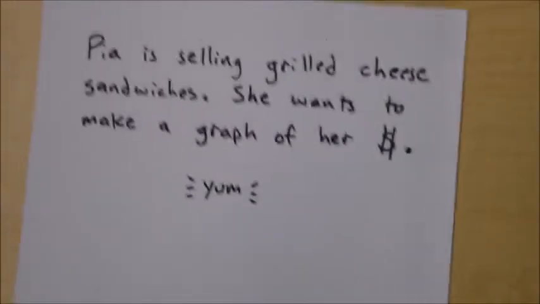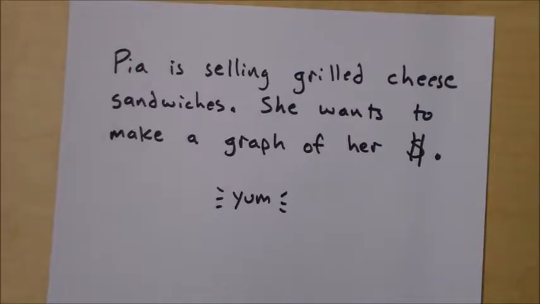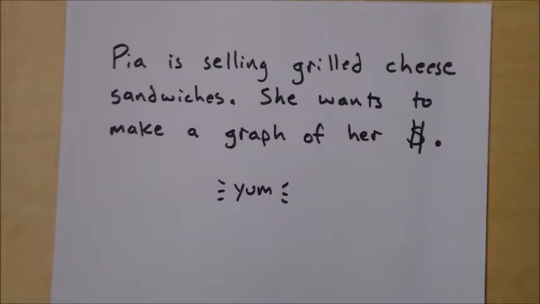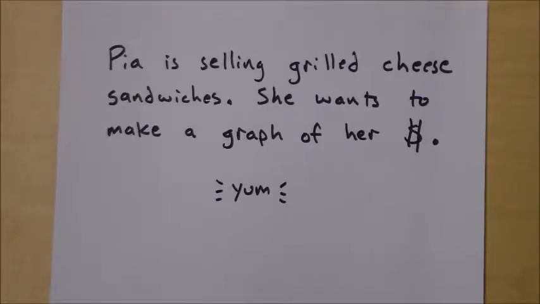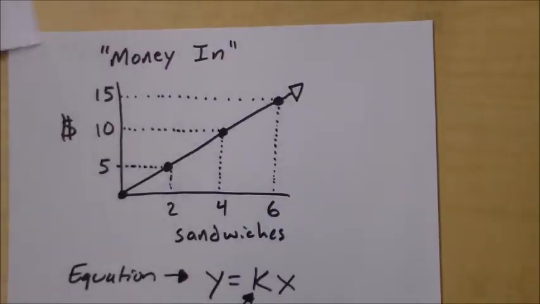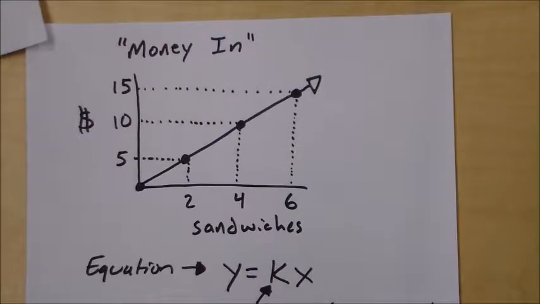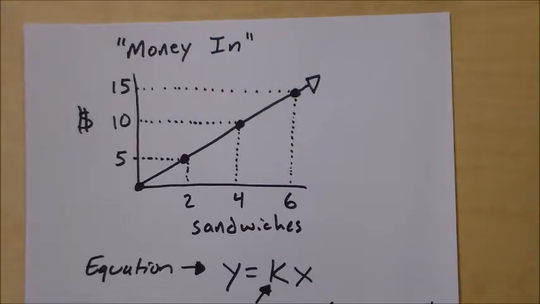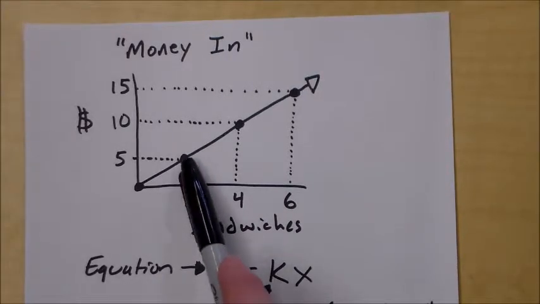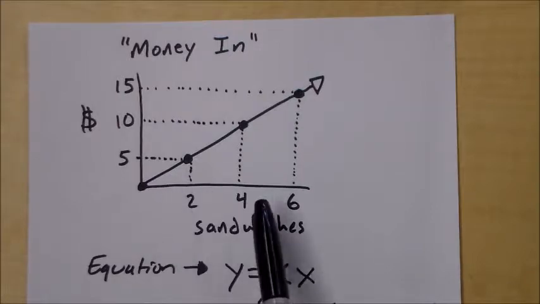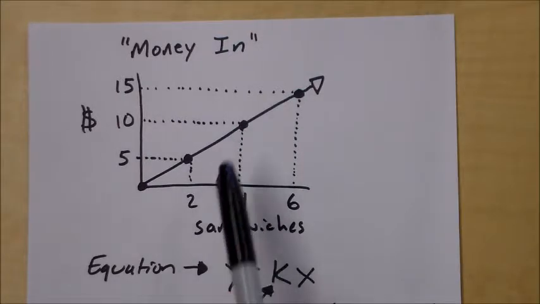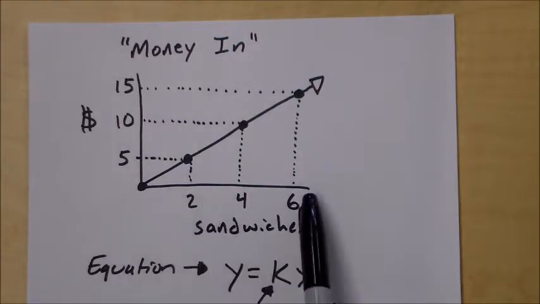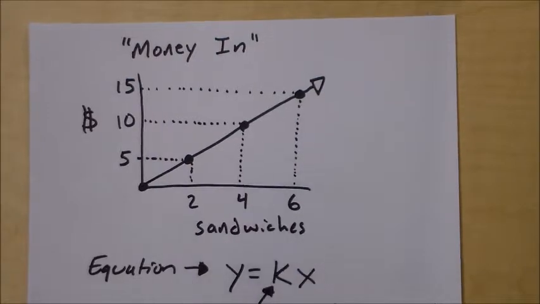All right. So Pia is selling grilled cheese sandwiches. She wants to make a graph of her money. Yum. And this is a question you'll probably run into in 6th and 7th grade. So here we go. Money in: you sell 2 sandwiches, you get $5 in the register. You sell 4 sandwiches and you get $10. You sell 6 sandwiches and you get $15.